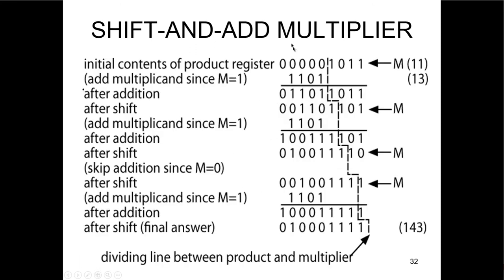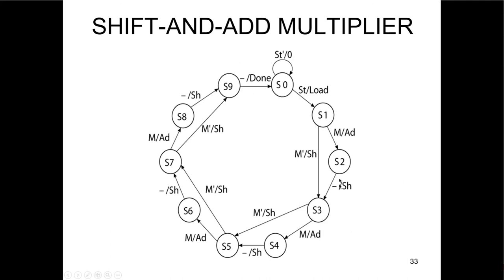All right, and I'm not going to go through this. Here, you've seen this graph before. We get a start signal, so we stay here until we get a start. Start signal, we load. And then after we load, we look at the first multiplier digit. If it's a zero, then we just shift and go here. If it's a one, we add and then shift.